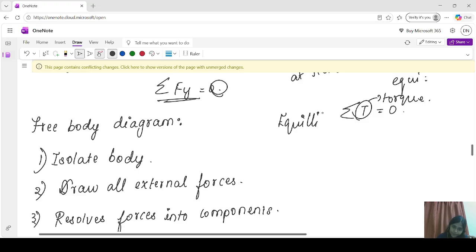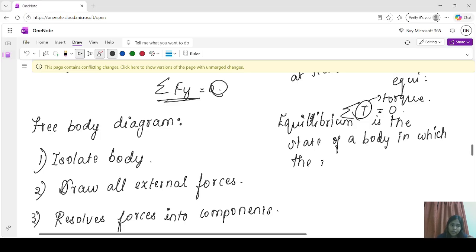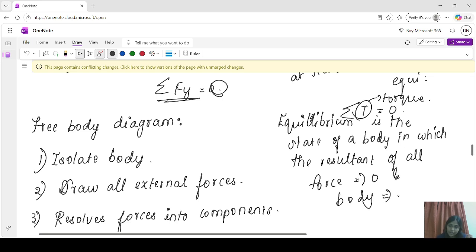Equilibrium is the state of a body in which the resultant of all forces acting on it is 0, and hence the body will be at rest or moving at constant velocity.